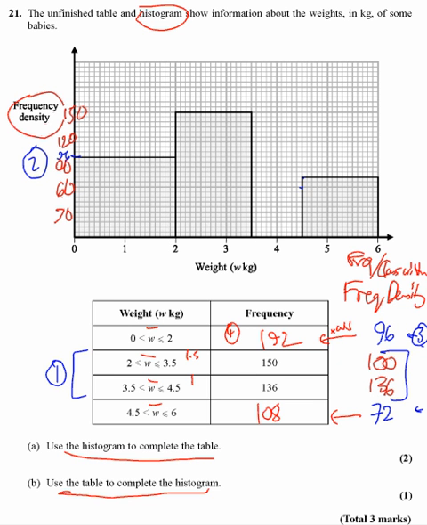Using the table to complete the histogram is when we've got the missing piece of data. So what do we plot? Do we plot the frequency density? It's the frequency density. So we go 136. That's going to be 120 plus a little bit more, like that. And that's it.